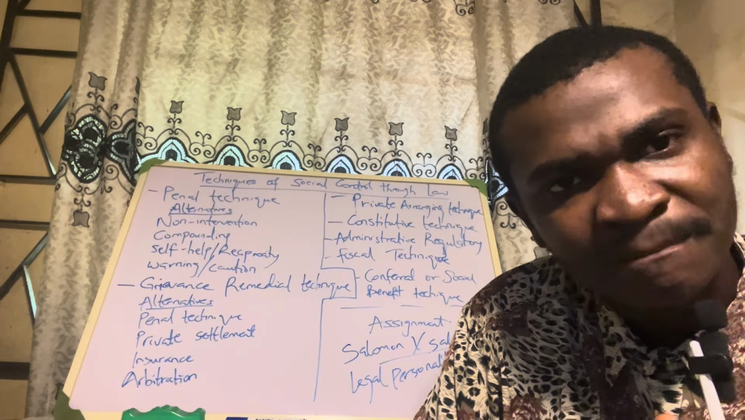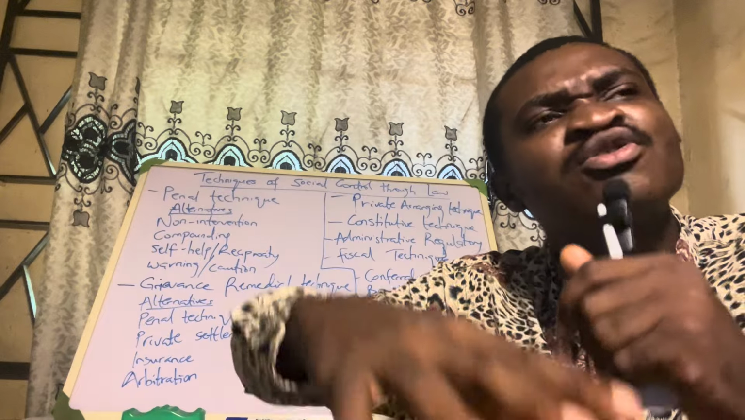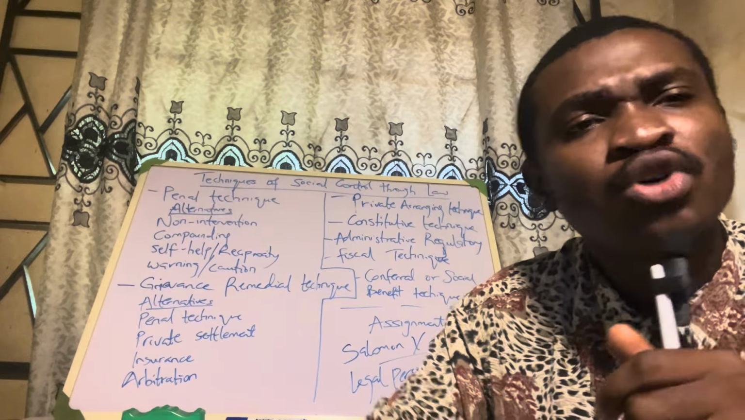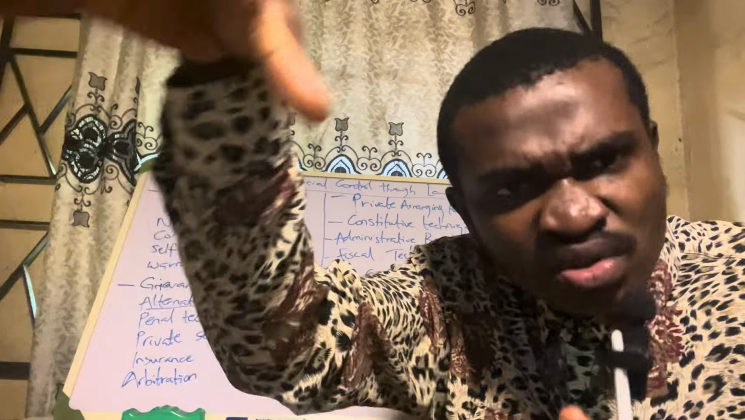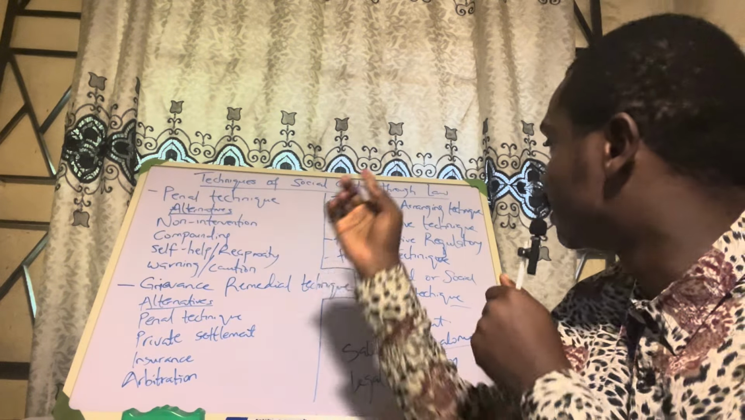Constitutive technique. It's an offshoot of the private arranging technique. But when we are talking about business organization, we're talking about companies, and not only companies, we're also talking about incorporated trustees. Once the trustee is incorporated, then it has its own personality. It can sue and be sued in its own name. You read it, you will understand it better.